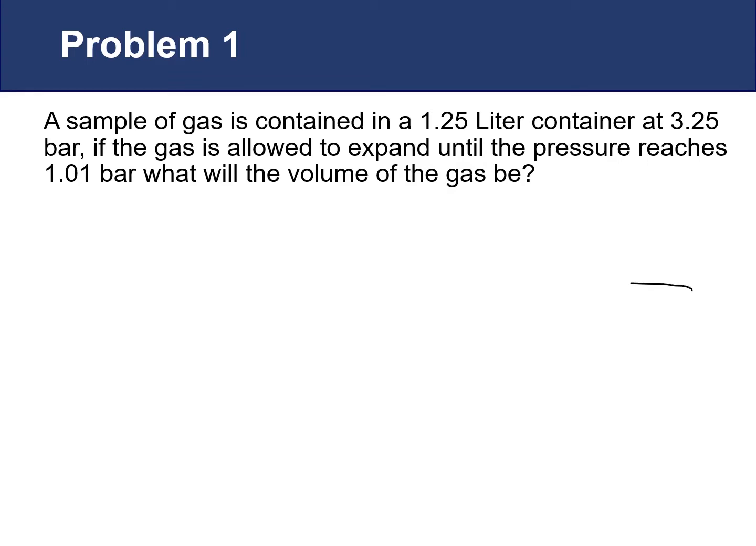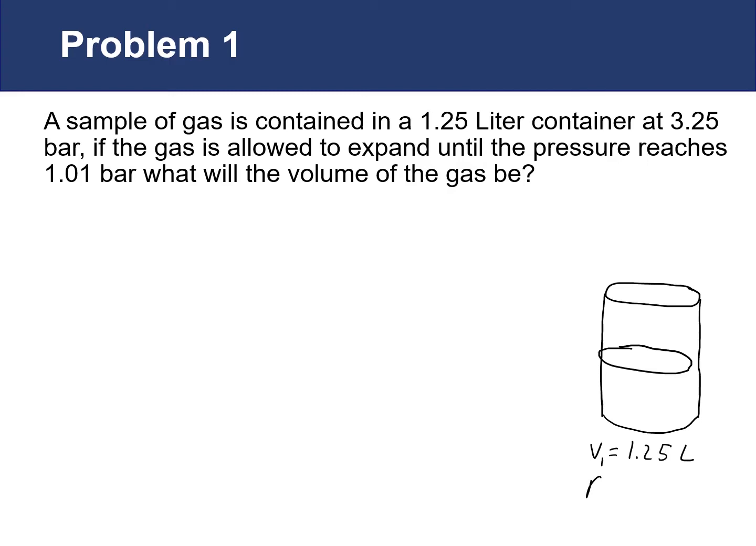One of the first things you're going to want to do for these problems is draw a picture so that you can better understand what's going on. So we have our container, and because we're working with pressures and volumes, it's very convenient to use that piston model. We have our container, we have our movable wall in the middle, and we're starting with an initial volume. Our volume at location 1 is equal to 1.25 liters. The pressure at location 1 is 3.25 bar.